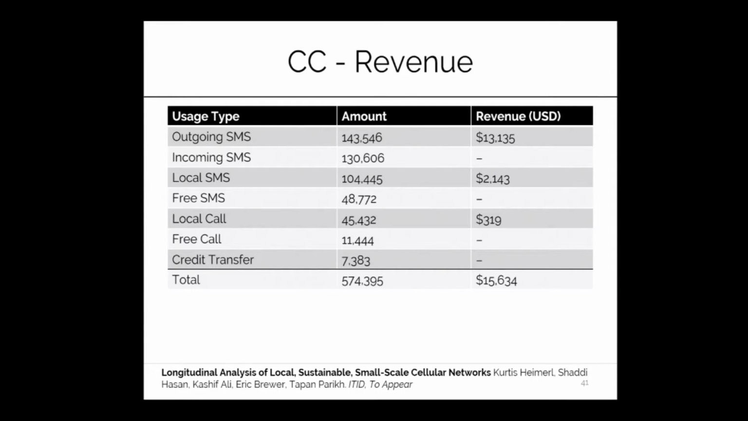So here's the total revenue in the network, which is one of the big questions of sustainability. There's been over 570,000 messages sent in those 16 months, generating a little over $15,000 in revenue. And this is on a $9,000 installation. So it seems like it's a sustainable practice. But revenue is not exactly sustainable. You've got to ask questions about the operational expense of the network as well, and we did that.